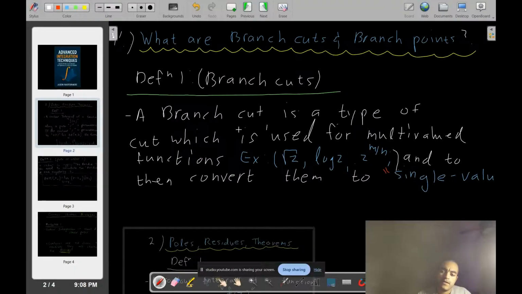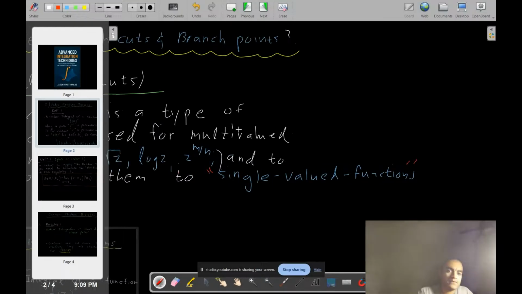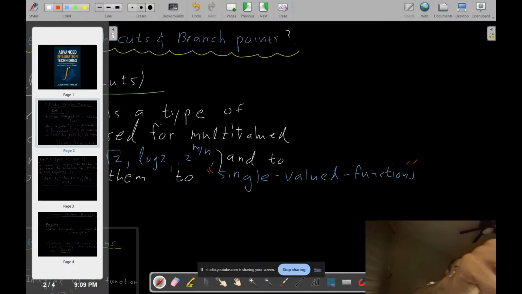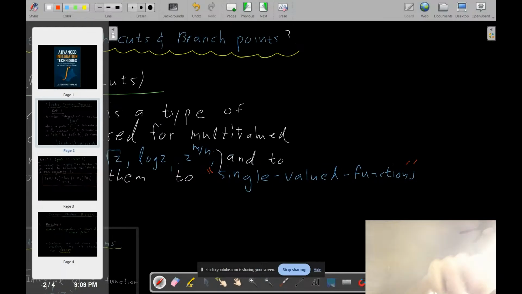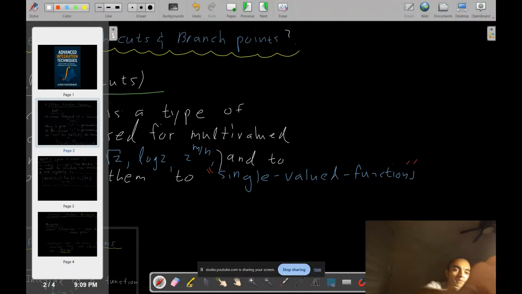And pretty much here with the branch cut, by the way, a branch cut is a type of curve, for those of you who don't understand. Not any type of curve. Let me be specific, let me correct myself. A type of curve. That's what a branch cut is. So let me go over here.